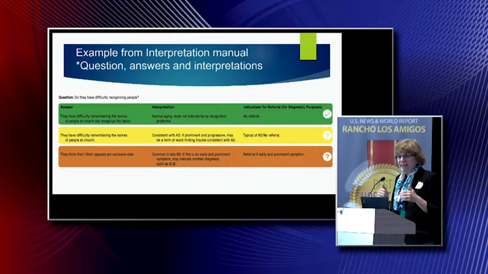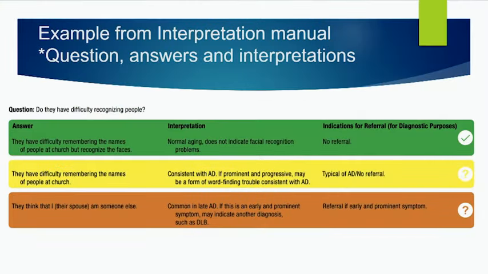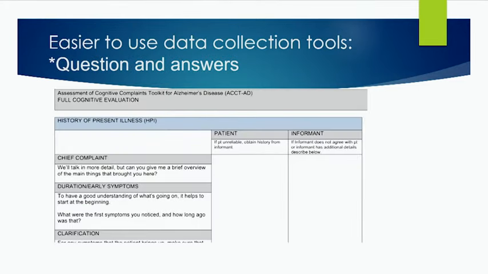But if they think their spouse is somebody else, that could be completely normal in more advanced phases of Alzheimer's disease. If that's really early or the first symptom, that's really not typical of Alzheimer's disease and may need a referral. Could be something like Lewy body or prosopagnosia or something else.